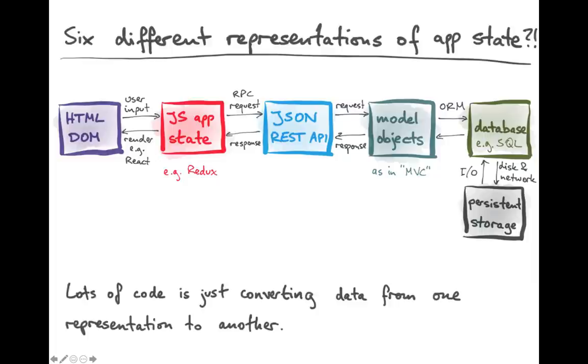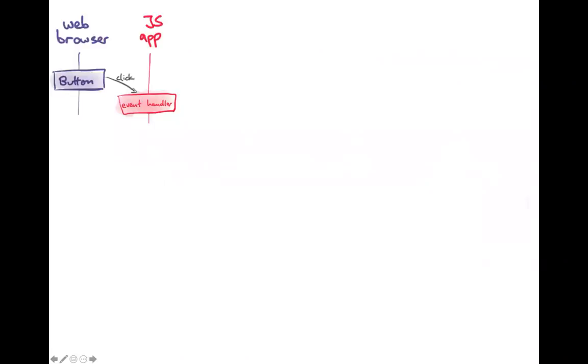And if you think of it, this is complete madness, because we've got vast amounts of code, which are really just converting data from one format into another, into another, into another, going through all of the levels of this stack. So that's not all of it. There are also other problems.